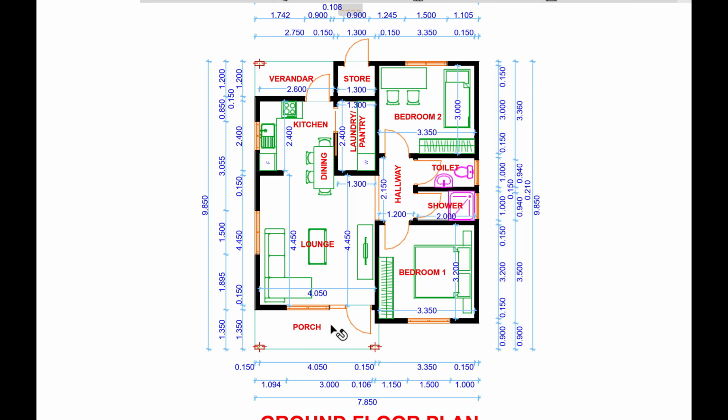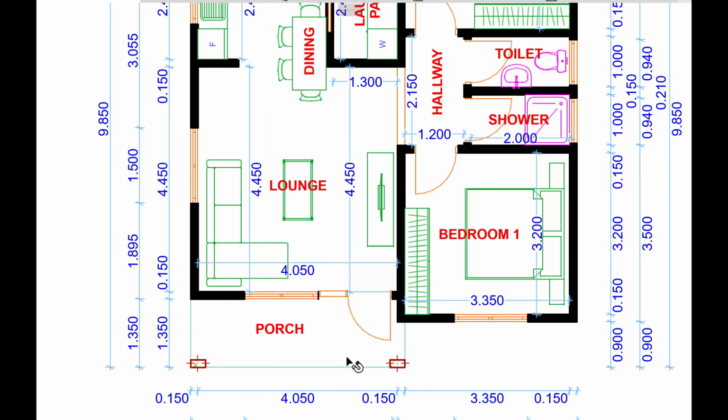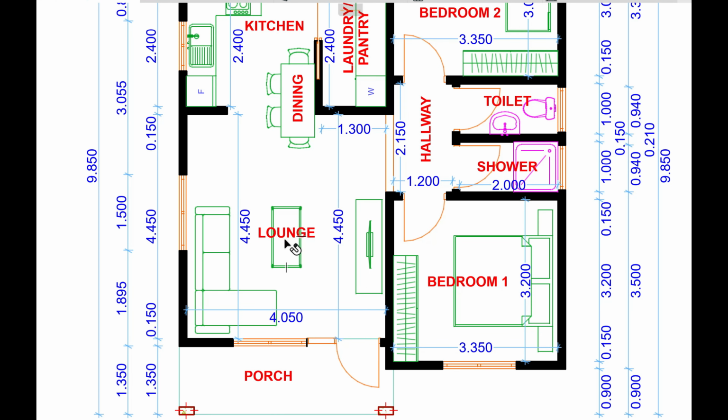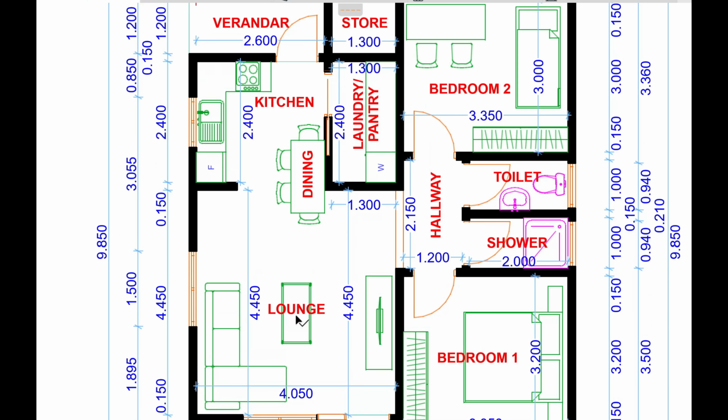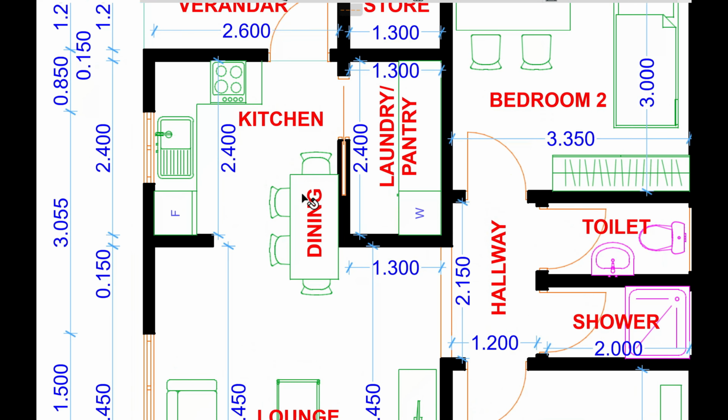So the house is accessed through the porch. Then you come to the lounge, what we call the sitting area. Then here we are likely to have our entertainment hall. Then we have our sofa here. Then here we have our coffee table. Then from the living area, you come to the dining. And from the dining, you come to the kitchen.